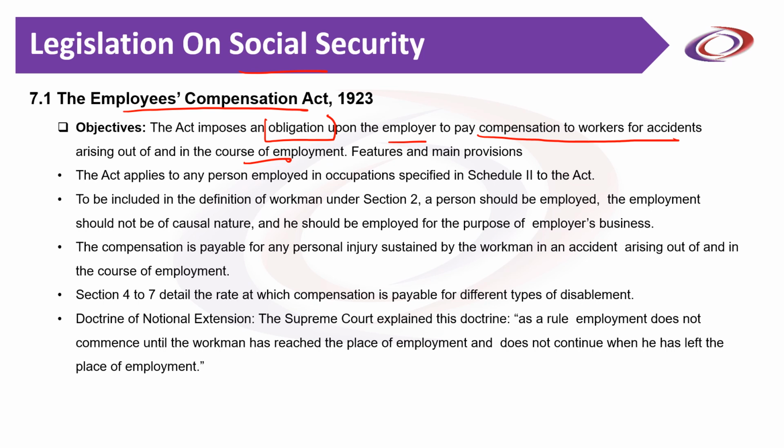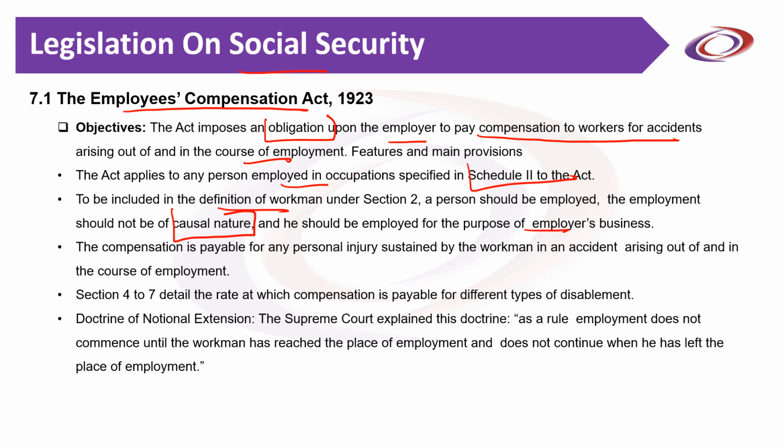The act applies to any person who is employed in the occupations that are specified in Schedule 2 of the act. Herein, the capacity in railways, factories, mines are included, and it is to be included in the definition of the workman under Section 2. The person employed should not be of a casual nature, and he should be employed for the purpose of the employer's business. So a particular nature of employment is to be considered.